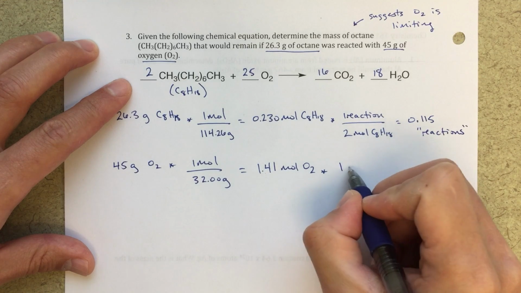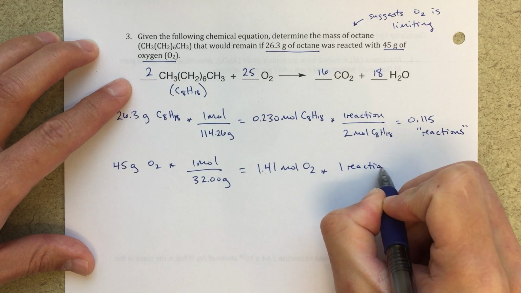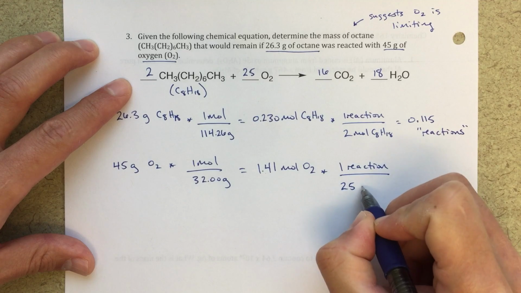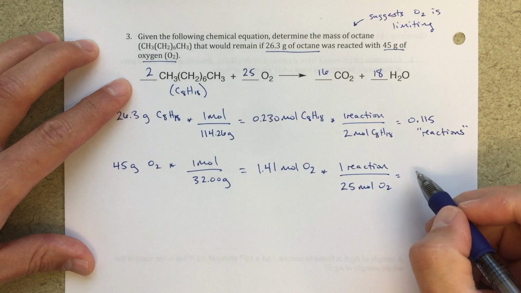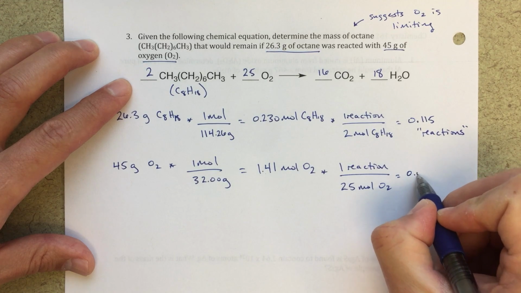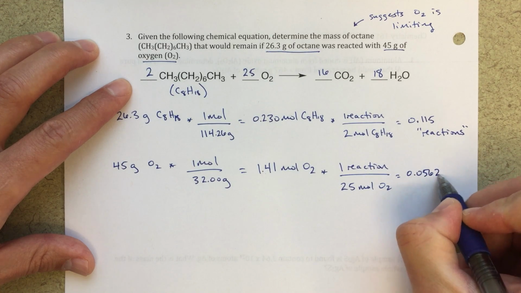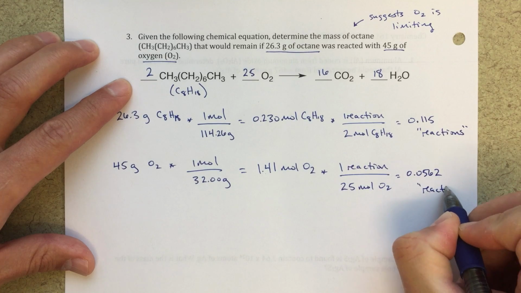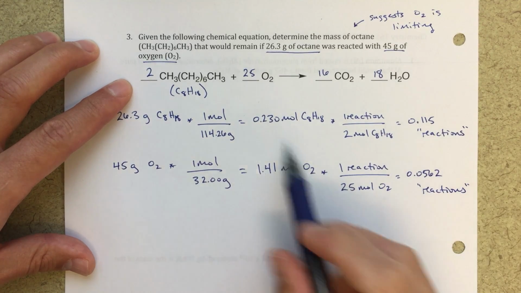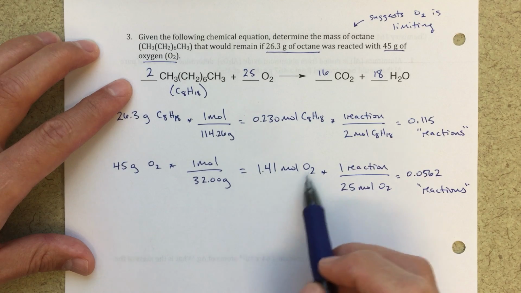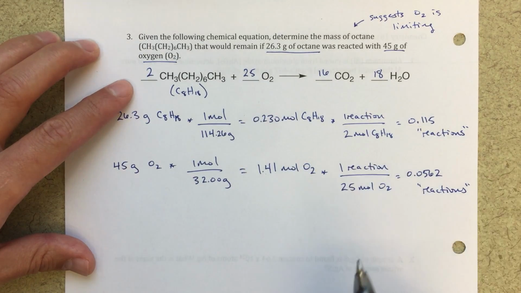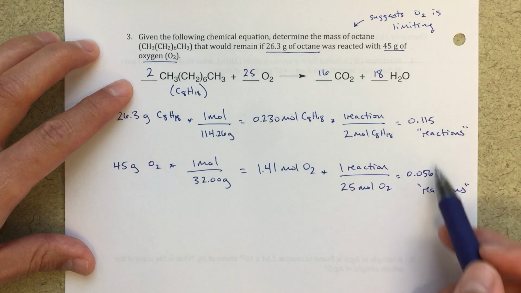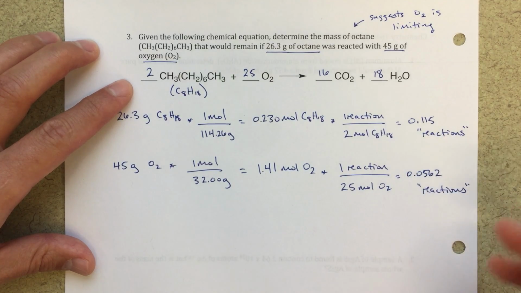We'll do the same thing for oxygen, and here you'll see how that 25 comes into play, 25 moles of O2. With this number of moles of O2, we can only end up doing 0.0562 reactions. Each reaction is using up a lot of this oxygen, right? So even though we've got more to start with, we're using it up much, much faster, so it's going to go away quicker. So oxygen is in fact the limiting reactant. This is what this tells us right away, so that's good.